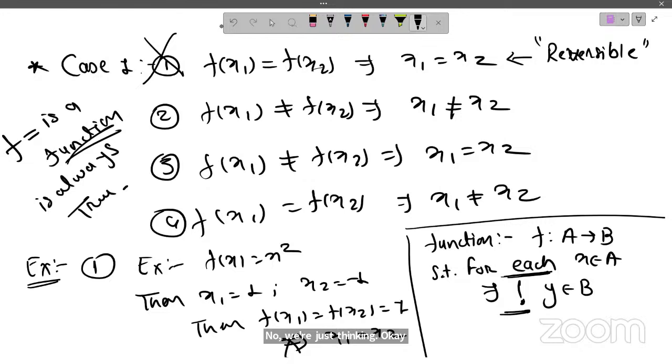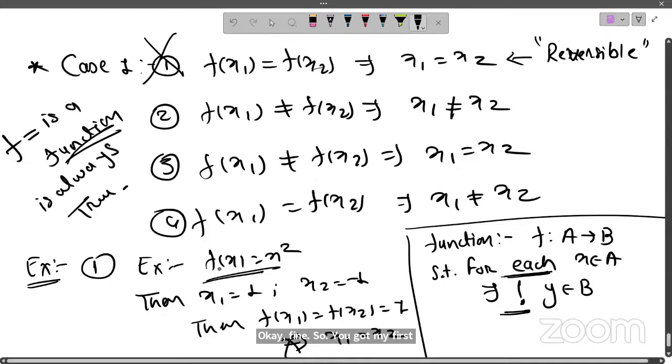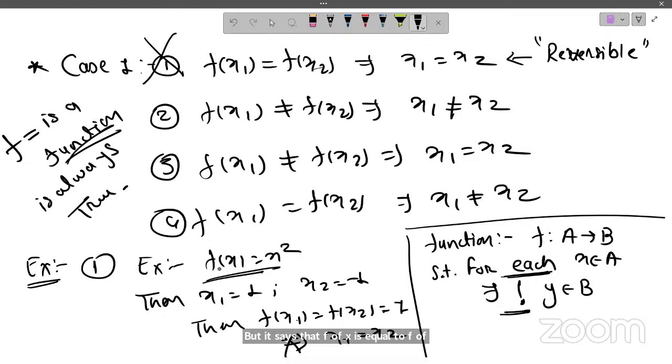So you got my first point, right? f is a function, and f of x1 is equal to f of x2, but x1 is not equal to x2 in this case, correct? So that means this statement is not true. This won't imply x1 equals x2 always, if we are just given that f is a function, correct?